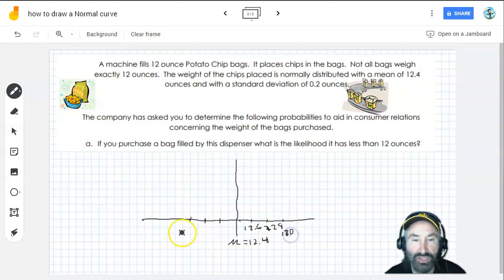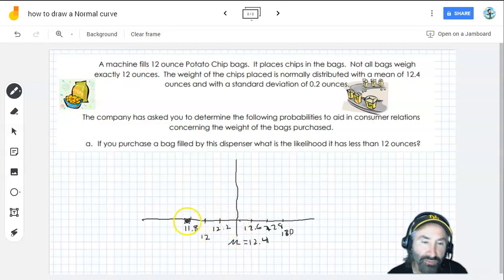Okay, great. Sorry that is so messy. We'll make them cleaner on the other side. If we subtract 0.2 from the mean, we get 12.2. Then the next one will be just 12, and the other one will be 11.8. So if we go 3 standard deviations below the mean, we'll be at 11.8 ounces.